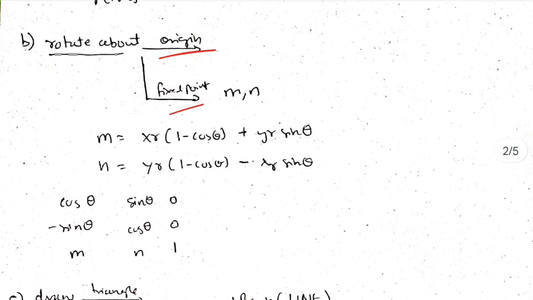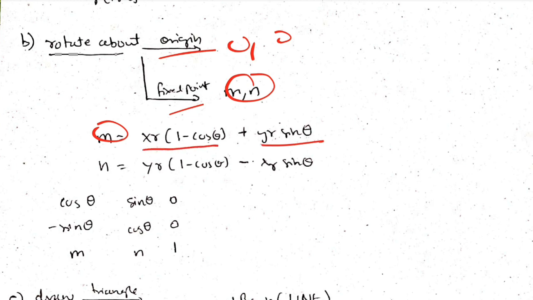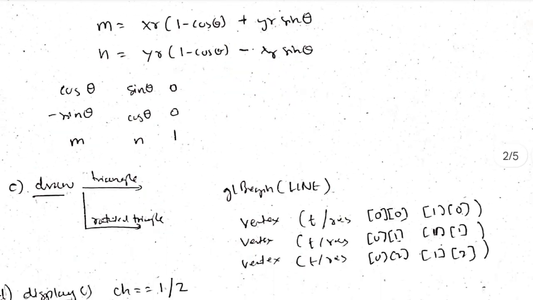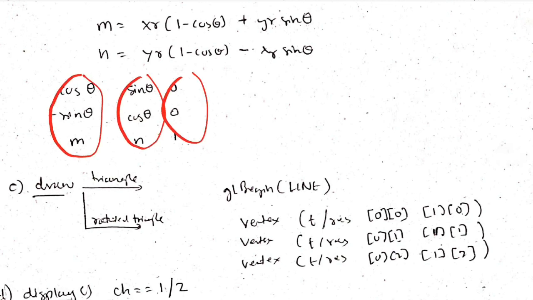Second, rotate about origin or fixed point. Origin means 0 0. Here it means m n. M is xr times (1 minus cos theta) plus yr sin theta. Cross multiply, yr will come here, xr will come here, 1 minus cos theta and sin theta is here, and plus will change to minus. After you have done that, remember this one: cos theta, minus sin theta, m; sin theta, cos theta, n; and 0 0 1. Apply the same things in the formula as well. For both programs, just the difference will come here. For m and n values, make them 0 for origin, and for fixed point, keep them as m and n.